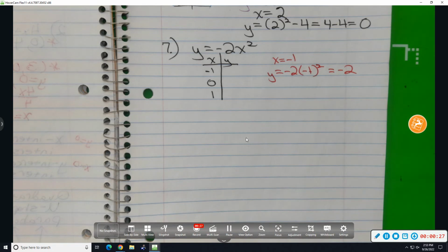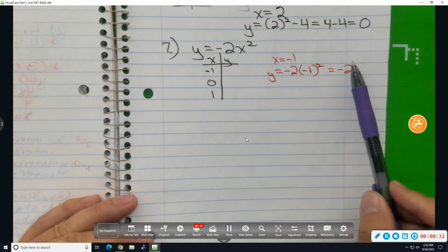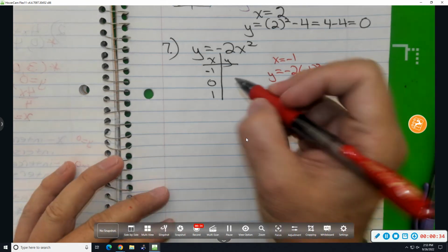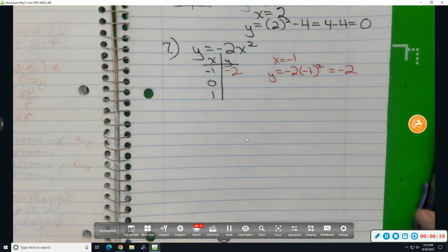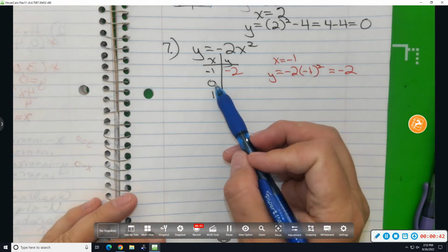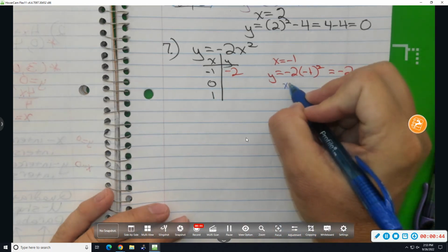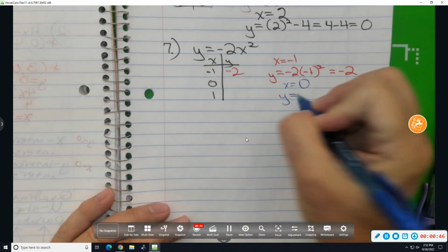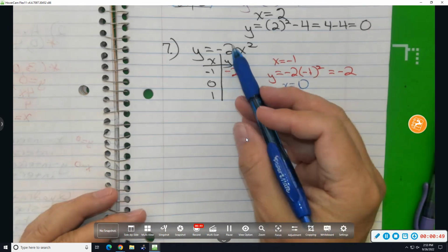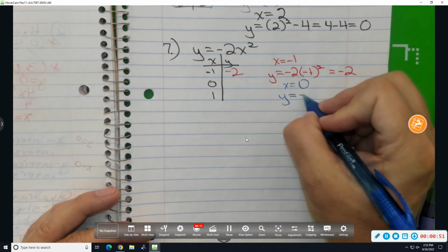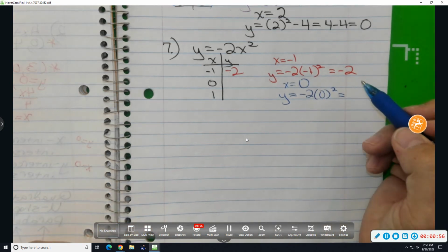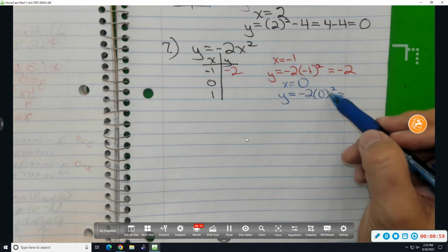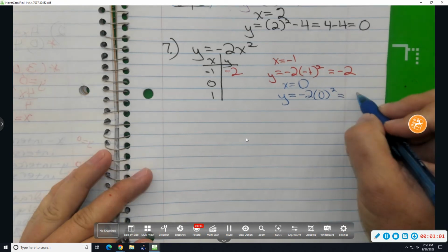So, continuing on with what we were doing, we had plugged in -1 for x and got the y value of -2. And now we're going to plug in 0 for x. That's going to give us y equals -2 times 0 squared. What's that going to give us? I couldn't hear you. 0, I agree. 0 squared is 0 times -2 is 0.